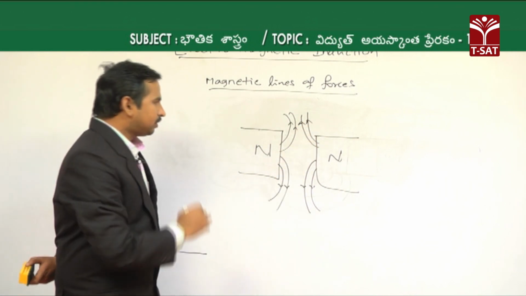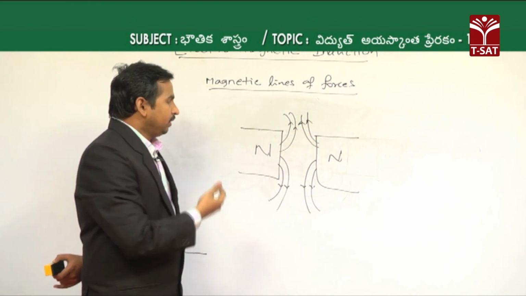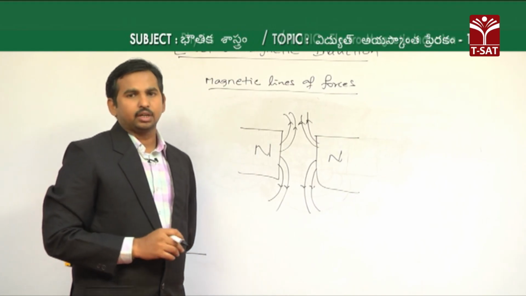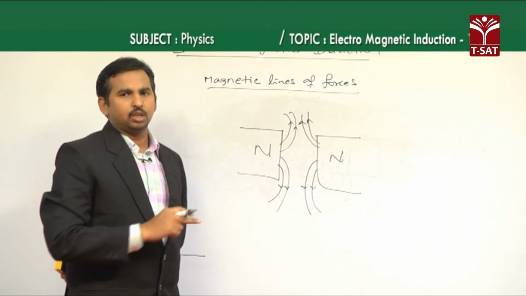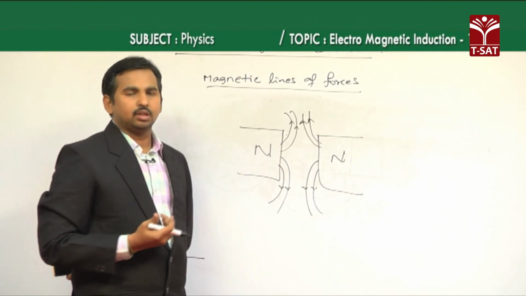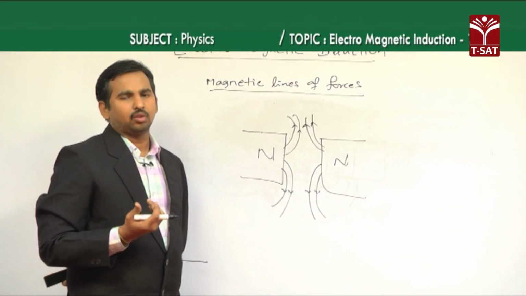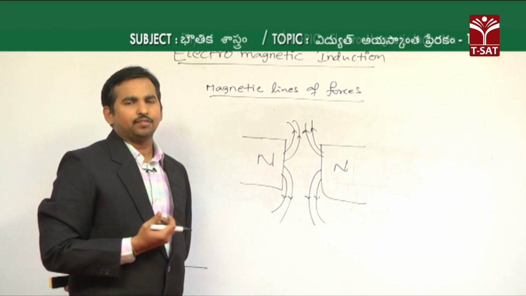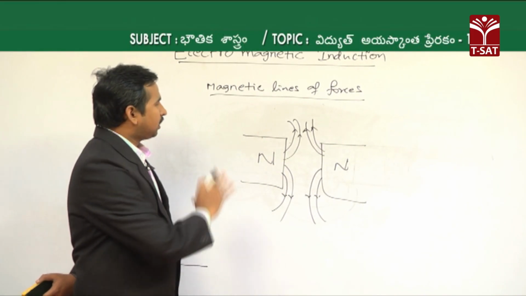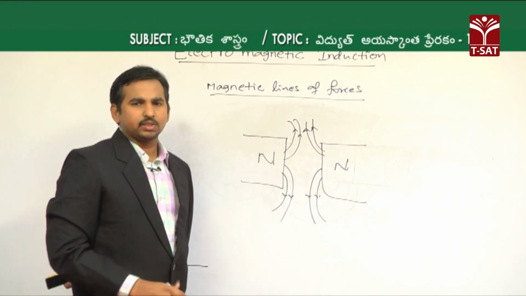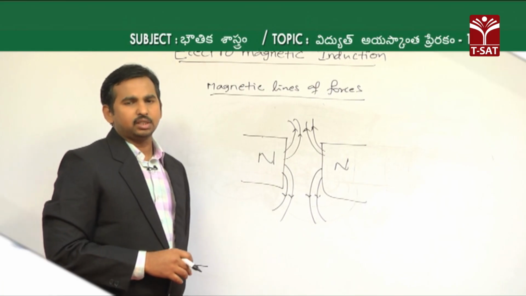This is the case if you take two like poles. You can take the case of north poles or even south poles. In both cases there is repulsion, and no two magnetic lines are in contact. All are going away from each other. This is the case of magnetic lines of force present when there is attraction and when there is repulsion.